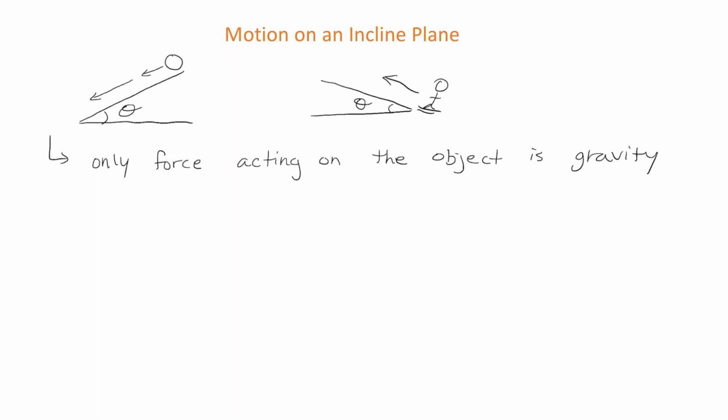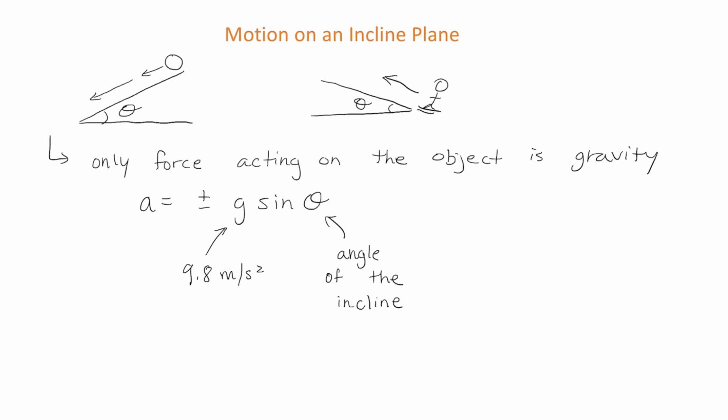And this acceleration due to gravity on an inclined plane will be equal to a is equal to plus or minus g sine theta. G is the acceleration due to gravity, so it's equal to 9.8 meters per second squared. Theta is the angle of the incline. So when you're using your kinematic equations to solve motion on an inclined plane questions, the acceleration value you will use is a is equal to plus or minus g sine theta.